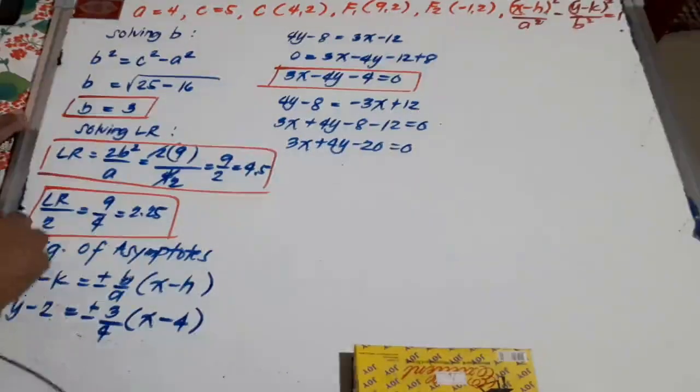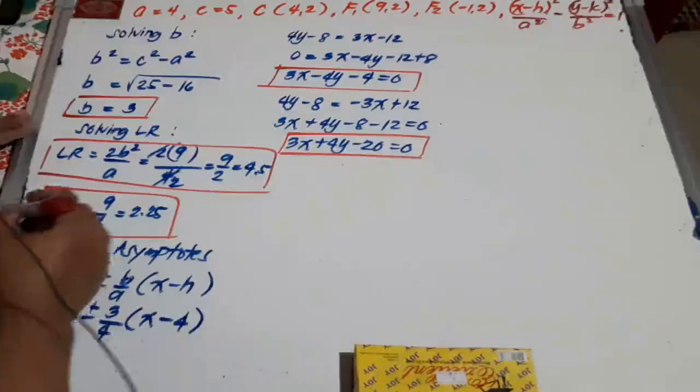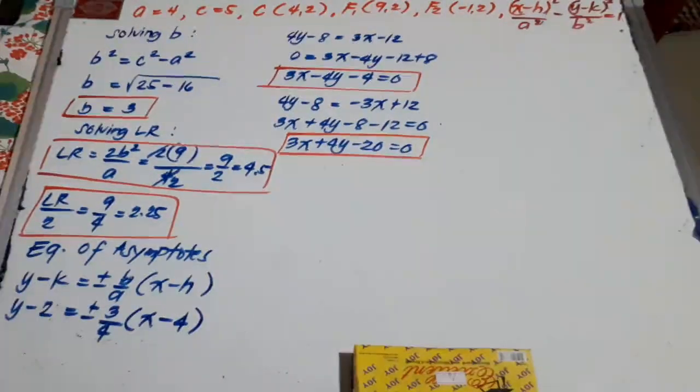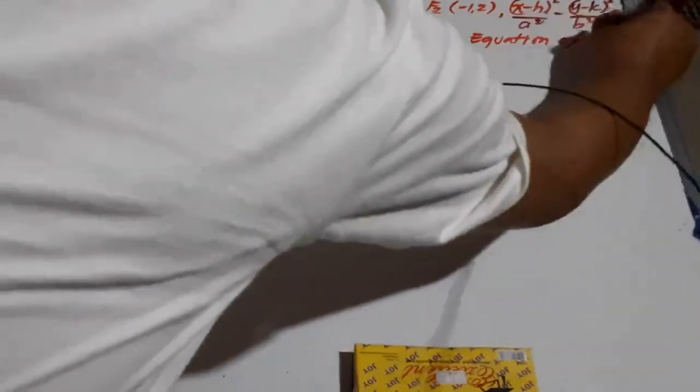Okay? So, ito na. Okay. So, meron na tayong mga values na yan. So, kailangan na lang natin ay equation. So, kunin natin yung equation of the hyperbola. Ito yung unang pinapahanap sa atin.